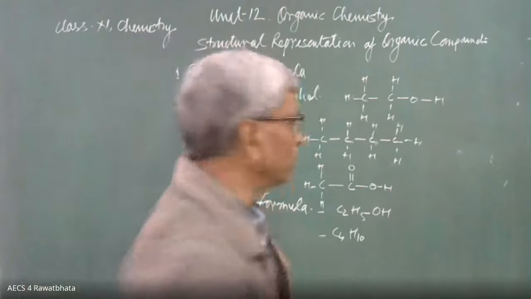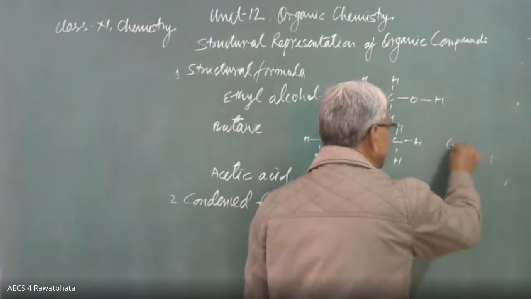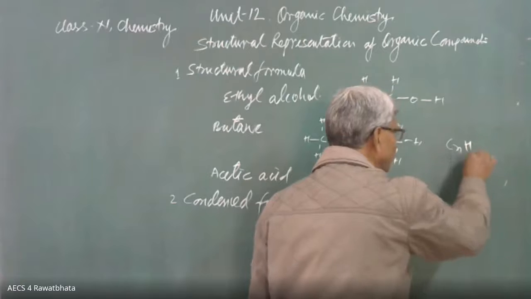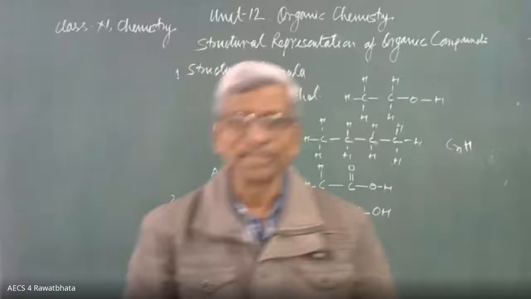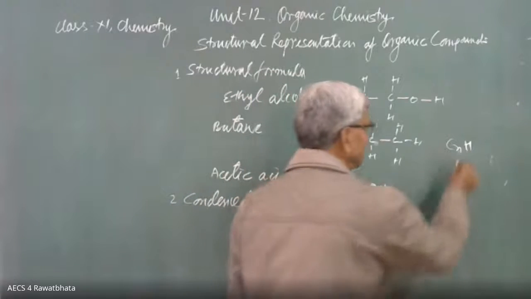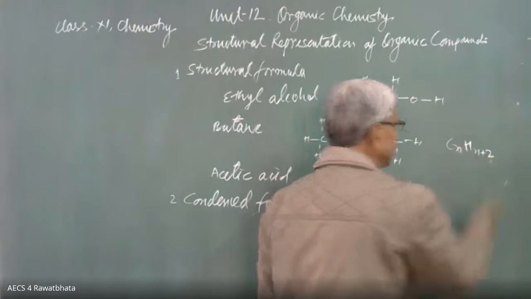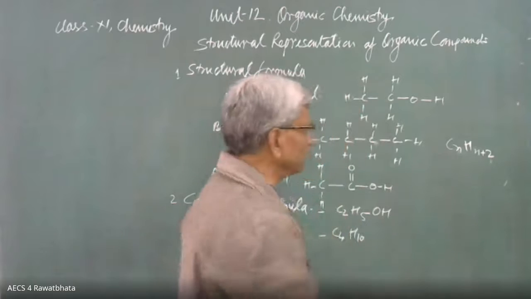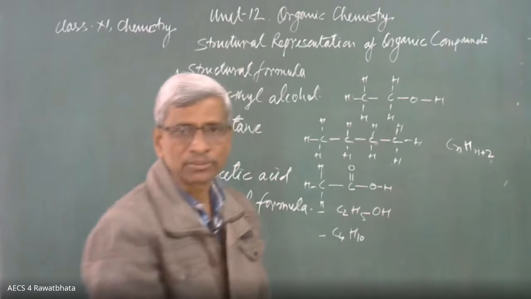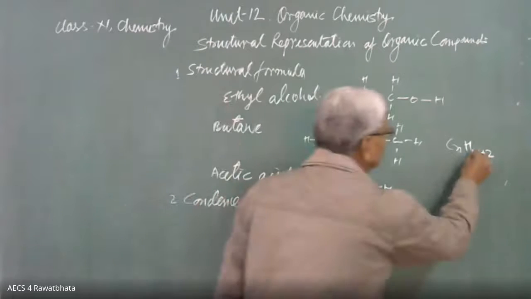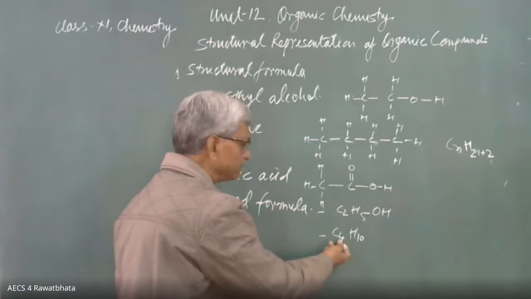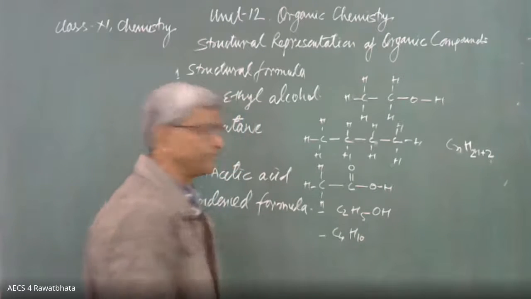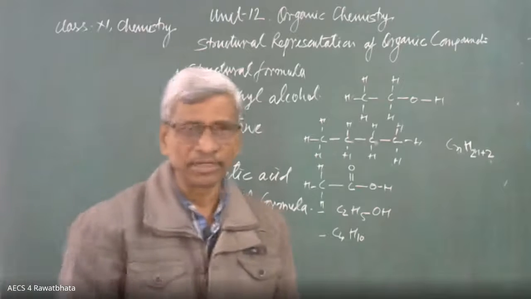Alkane, general formula, you know it, CnH. What should be the number of hydrogen? Yes, beta? n plus 2. Very good. CnH2n+2, alkane. Number of hydrogen should be twice the carbon plus 2. So here, twice carbon, that is 8, plus 2, C4H10. This is called condensed formula.